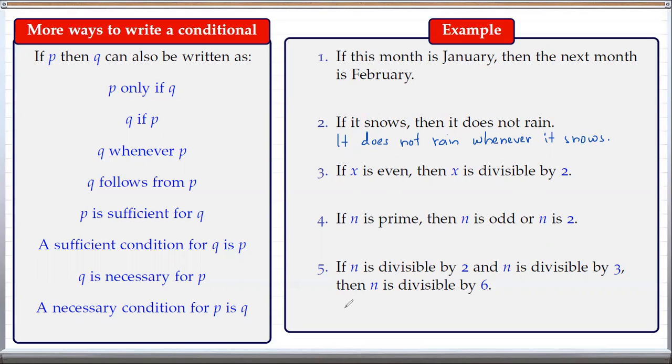Okay, if we look at the fifth one as another example, we can say N is divisible by 6 whenever N is divisible by 2 and N is divisible by 3.